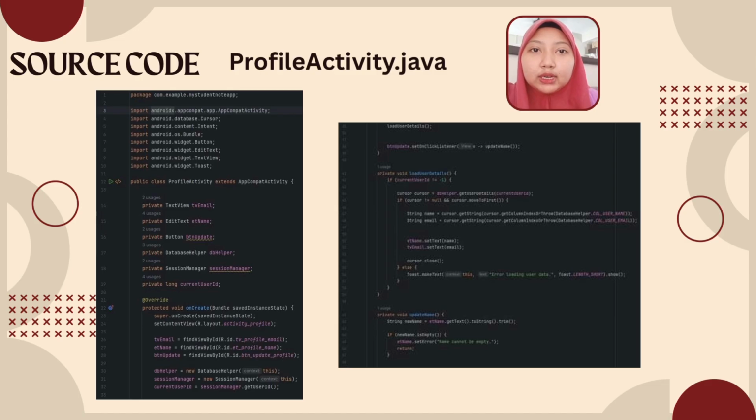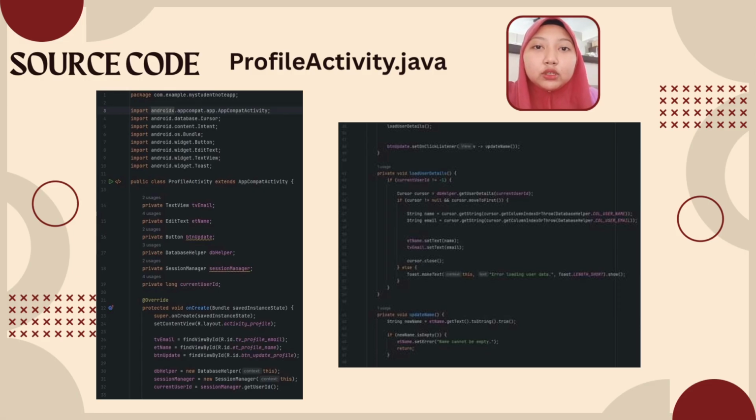We see the declaration of user interface elements: TextView, EditText, Button, and crucial helper classes, DatabaseHelper and SessionManager. In the overridden onCreate method, we set the layout using setContentView(R.layout.activity_profile). We initialize the user interface components by linking them via findViewById. We initialize the DB helper and session manager, retrieving the current user ID to identify the logged-in user.